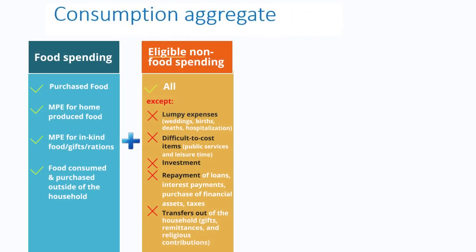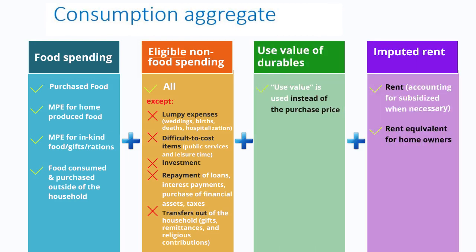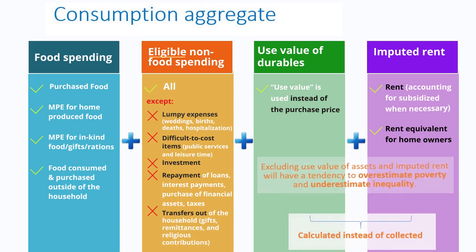Accounting for assets. So a consumption aggregate includes 2 other values that are not purchases. One is the use value of household assets, and the other is the rental equivalent. These 2 values are important parts of the consumption aggregate, particularly in places like the Pacific, where many households meet their food needs readily and easily. These measures are calculated instead of collected. Excluding these measures has a tendency to overstate poverty and understate equality.